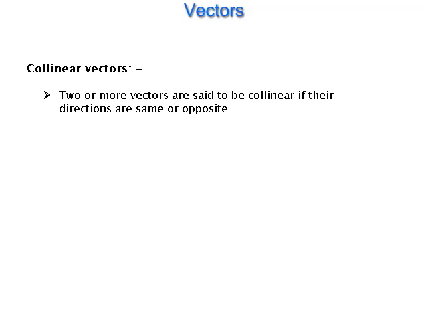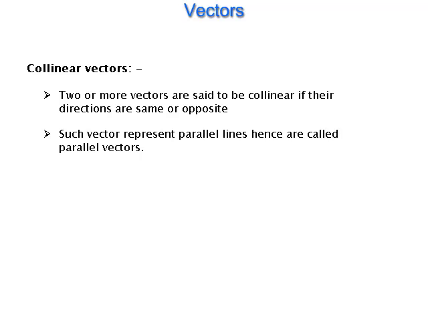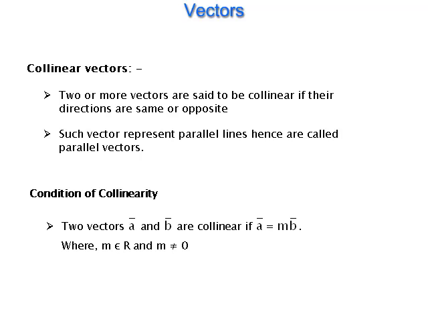Collinear vectors. Two or more vectors are said to be collinear if their directions are same or opposite, irrespective of their magnitudes. Such vectors represent parallel lines, hence they are also called parallel vectors. Naturally, two vectors will be non-collinear if they are not collinear, that is, not parallel vectors. Condition of collinearity of two vectors: two vectors a bar and b bar are collinear if and only if there exists a non-zero scalar m such that a bar equal to m b bar.